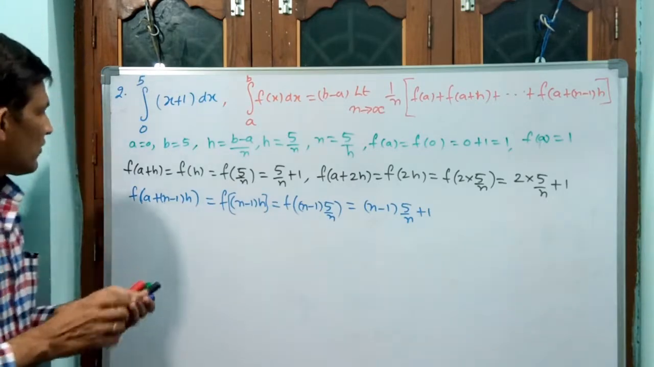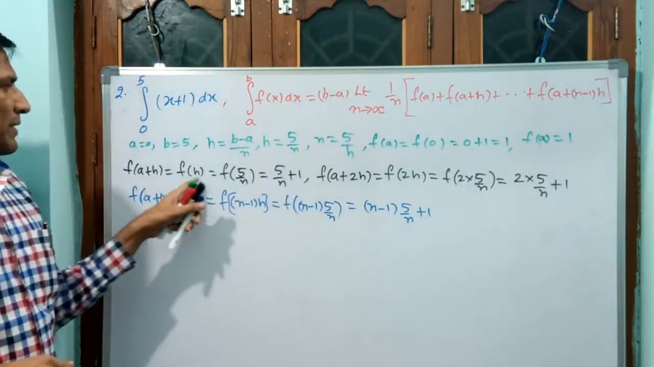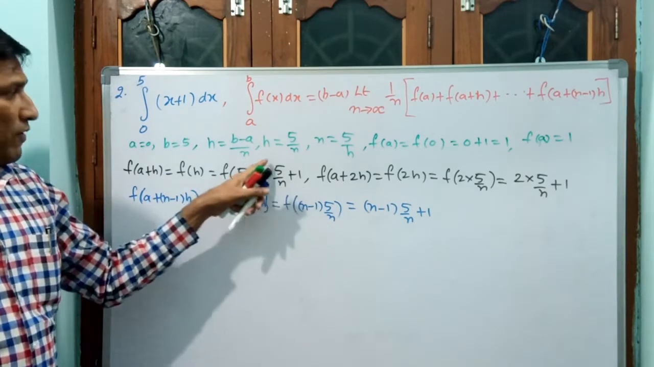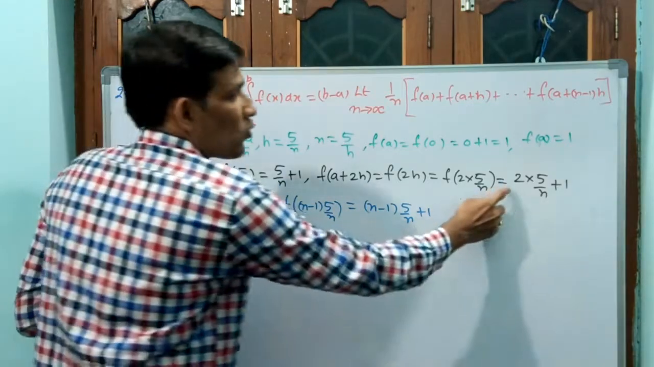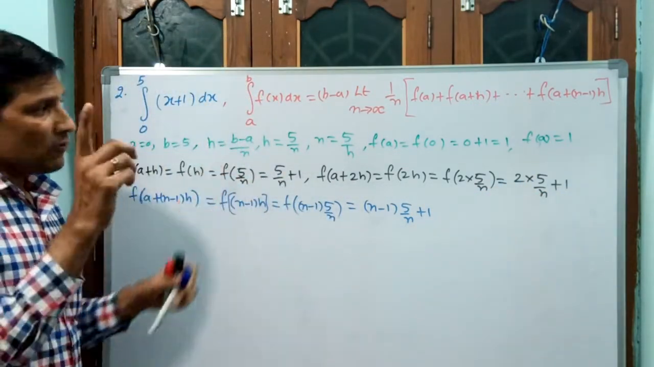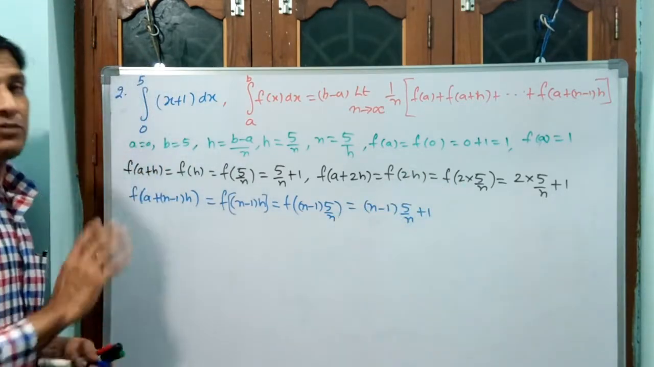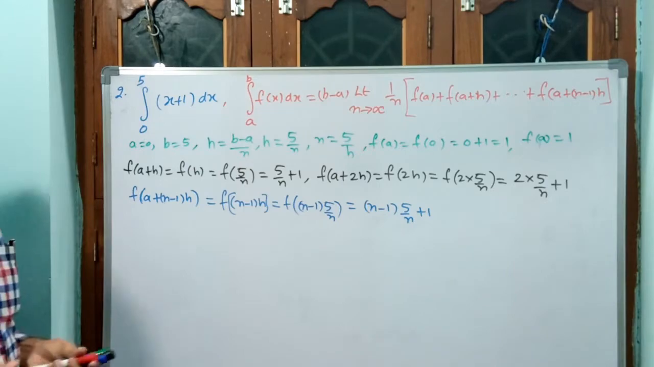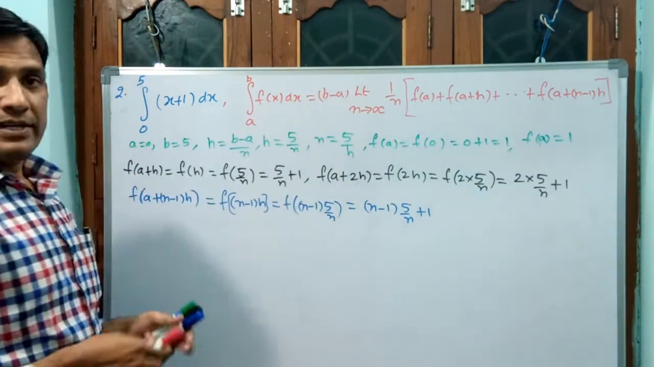If you observe carefully, f of a is 1, but f of a plus h is 5 by n plus 1. Then 2 into 5 by n plus 1, up to n minus 1 into 5 by n plus 1. Like that a series will come. Those series you have to separate afterwards. Let us proceed. Then you write finally.